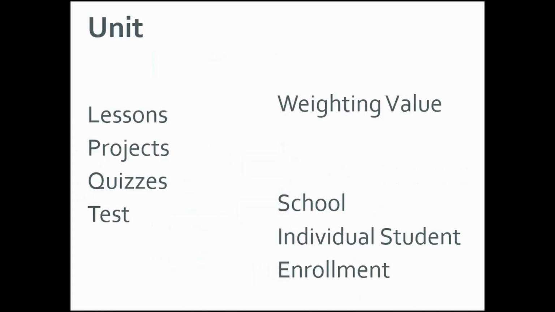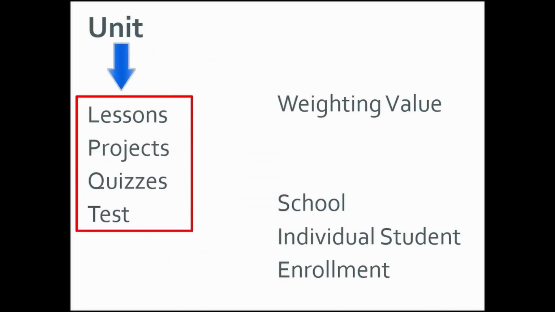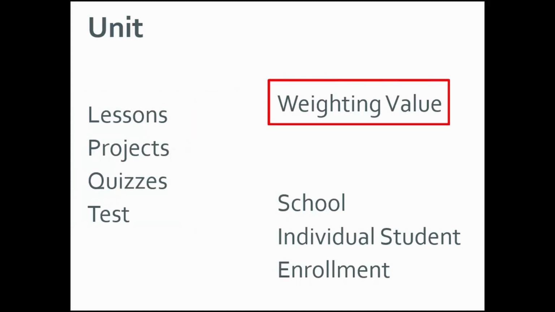A unit is made up of assignments. Ignitia has 4 assignment types, including lessons, projects, quizzes, and tests. Each assignment type has a weighting value that determines the assignment type's relevance to the overall course grade for the unit. Weighting values can be set at the school level, individual student level, and at the enrollment level.